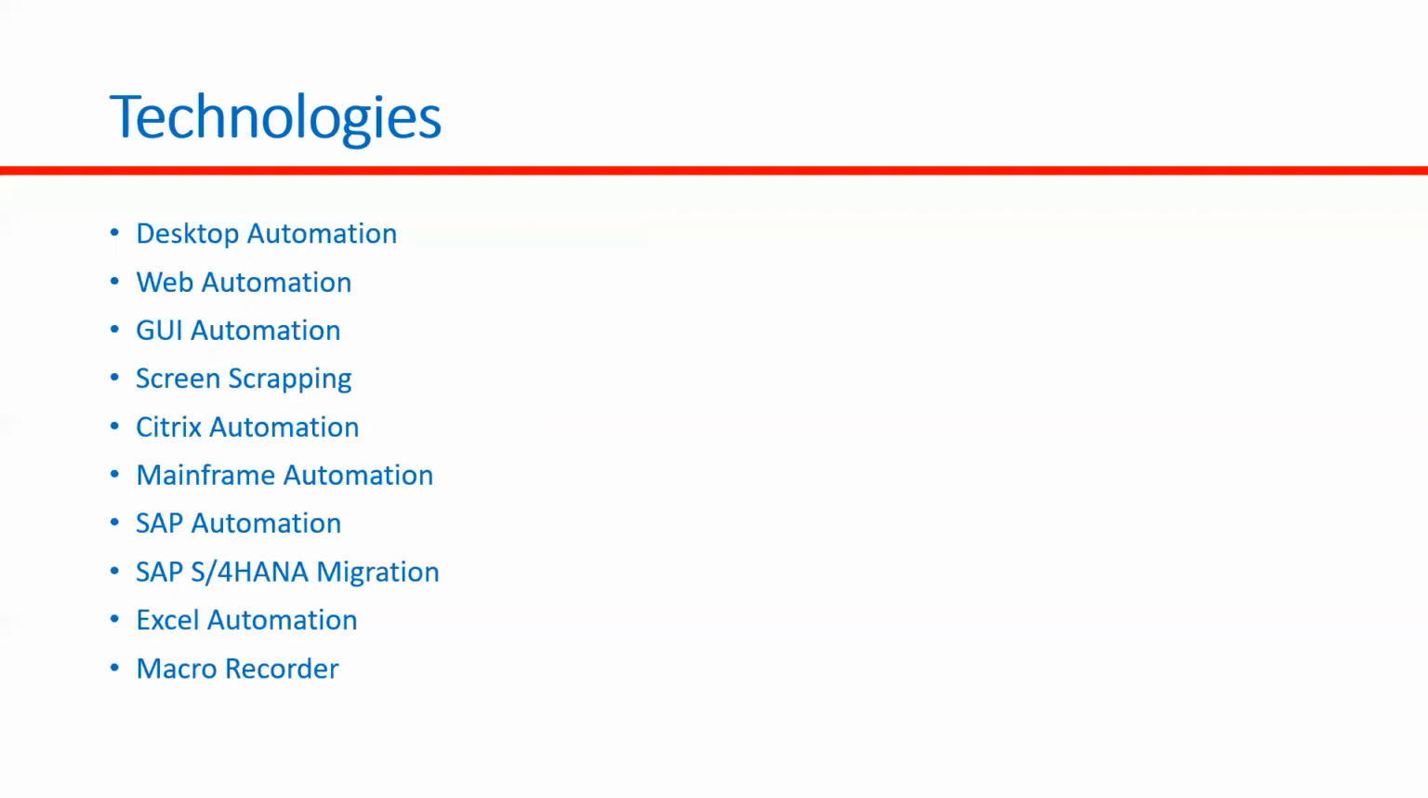And we can automate mainframe applications using UiPath. We can automate SAP applications using UiPath. In SAP also, the latest version HANA is there. We can automate SAP HANA migration also, and we can automate Excel operations. Excel automation we can do, and macro recorder we can do in UiPath. So pretty much all technologies, the applications developed in .NET, Java, all that can be automated using UiPath.